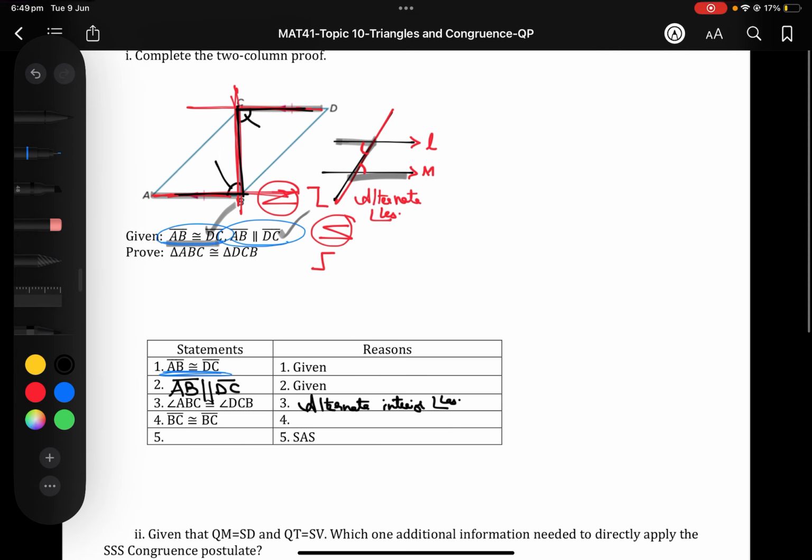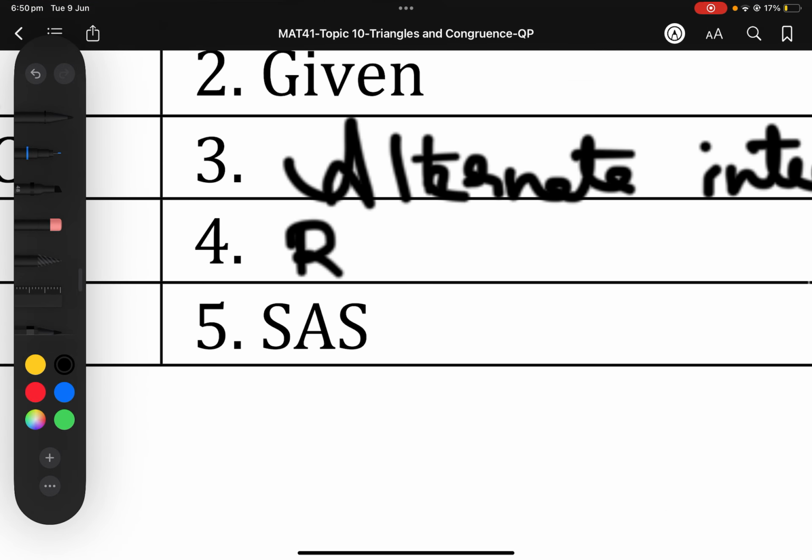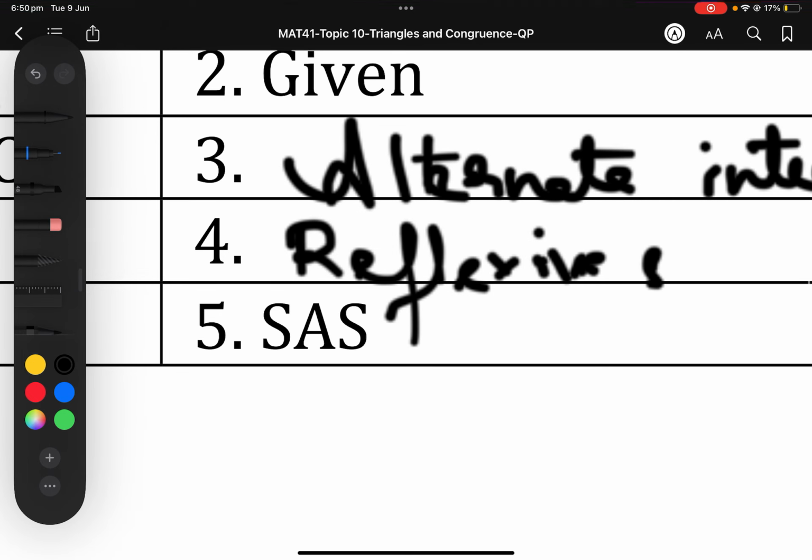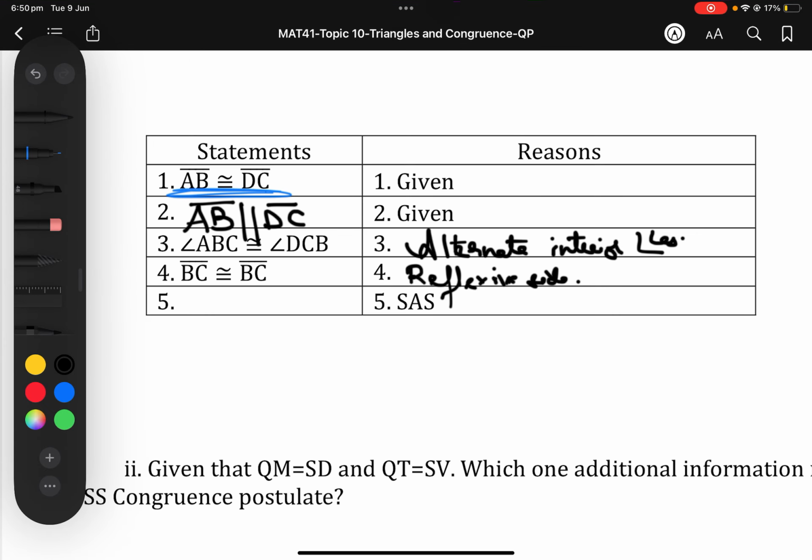And then BC is equal to BC. BC is the common side here and here. So it is the reflexive side. Okay, the reflexive property is being shown here.